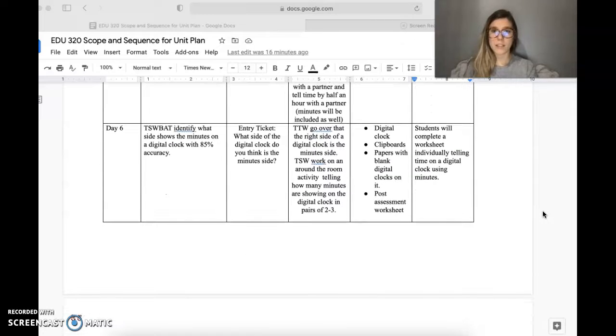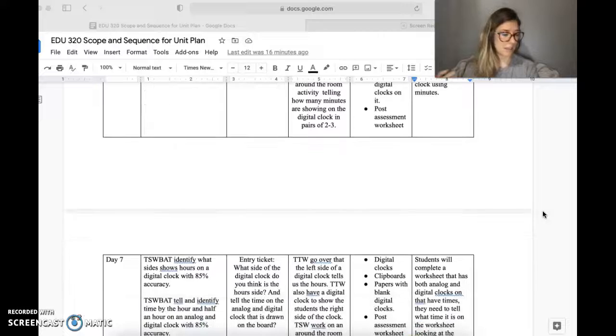Day 6 is they are learning that the right side of a digital clock is the minute side. So they will have an entry ticket for that, asking what side of the digital clock shows the minutes. The teacher will show a digital clock and show that the right side of the clock shows the minutes. And then the students will work on an around the room activity again using different partners, and then they will complete a worksheet individually telling time on a digital clock using minutes at the end of class.